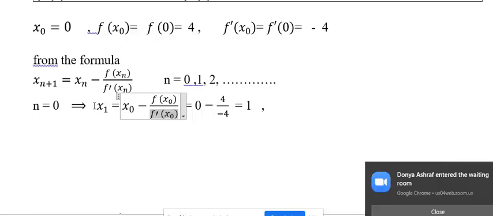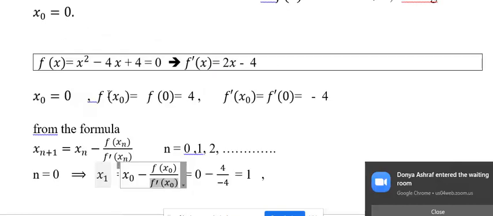I have a question. Is f dash an inverse or another function? No, it's the derivative. We have here the derivative. I'm sorry, the internet has some problem. Please wait.